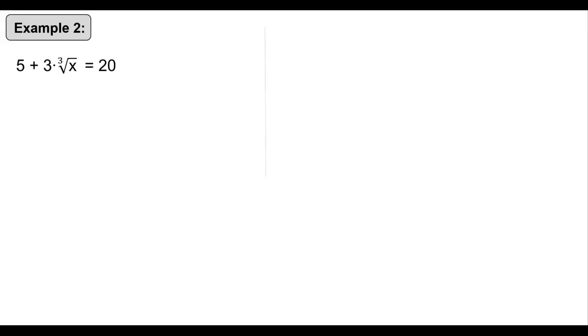It's a positive term, so how do I get rid of that 5? Subtract 5 on both sides, right? Because it's a positive term, right? Okay, so what's 20 minus 5? 15.